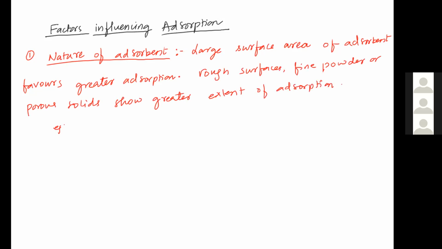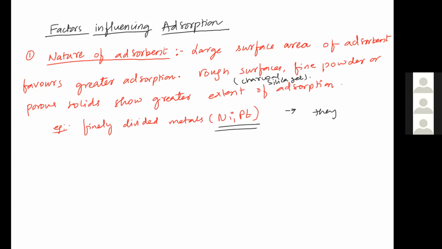That means finely divided metals: nickel, platinum. Rough surfaces: charcoal, silica gel. All these are good adsorbents because they provide larger surface area. That is the first one.